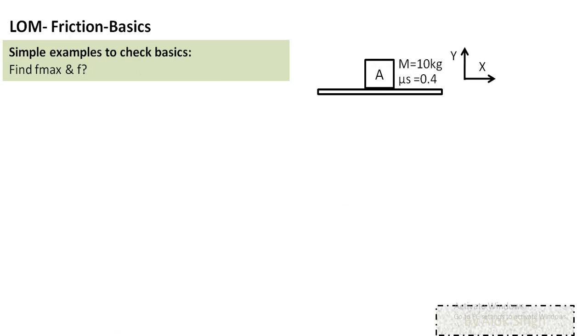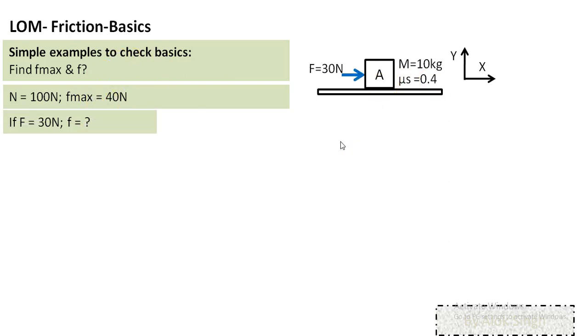Let's take some simple examples to check the basics. They are very simple examples, and we'll try to apply the simple concept that you have learned. We'll find F max, maximum static friction, and what is the actual value of friction force which will act if it is static state. So this is a simple arrangement which is given in the figure. In this case, quite simply, N will be equal to 100 Newton, and if mu s is equal to 0.4, maximum friction force possible in this case is 40 Newton.